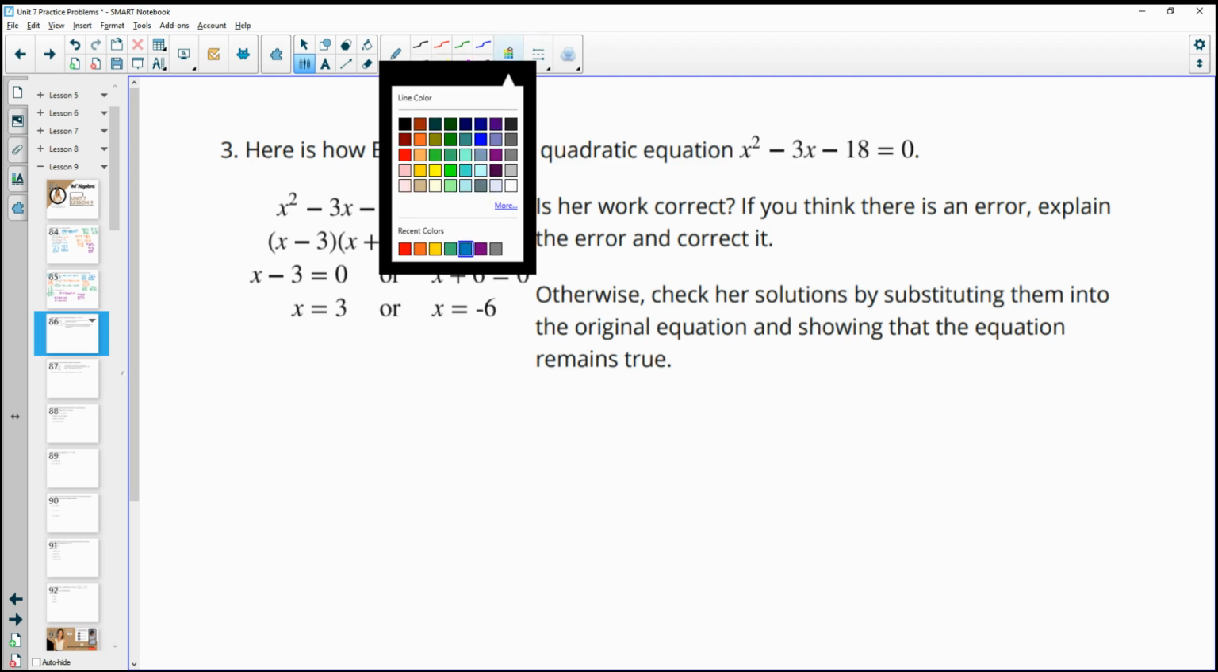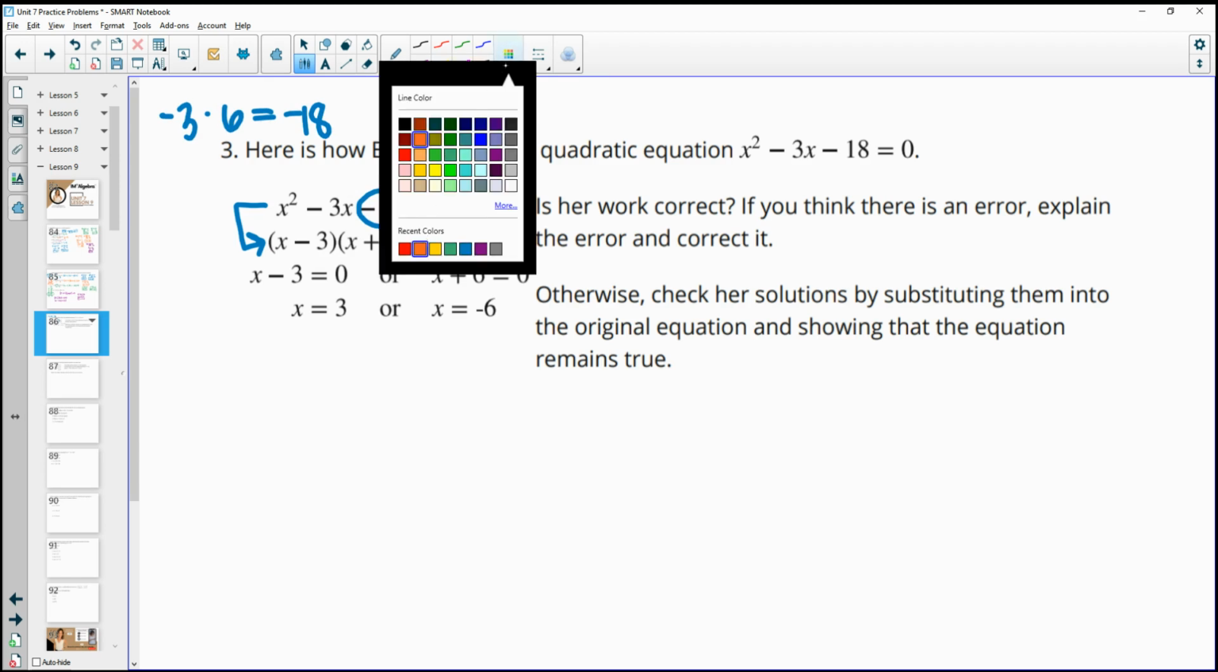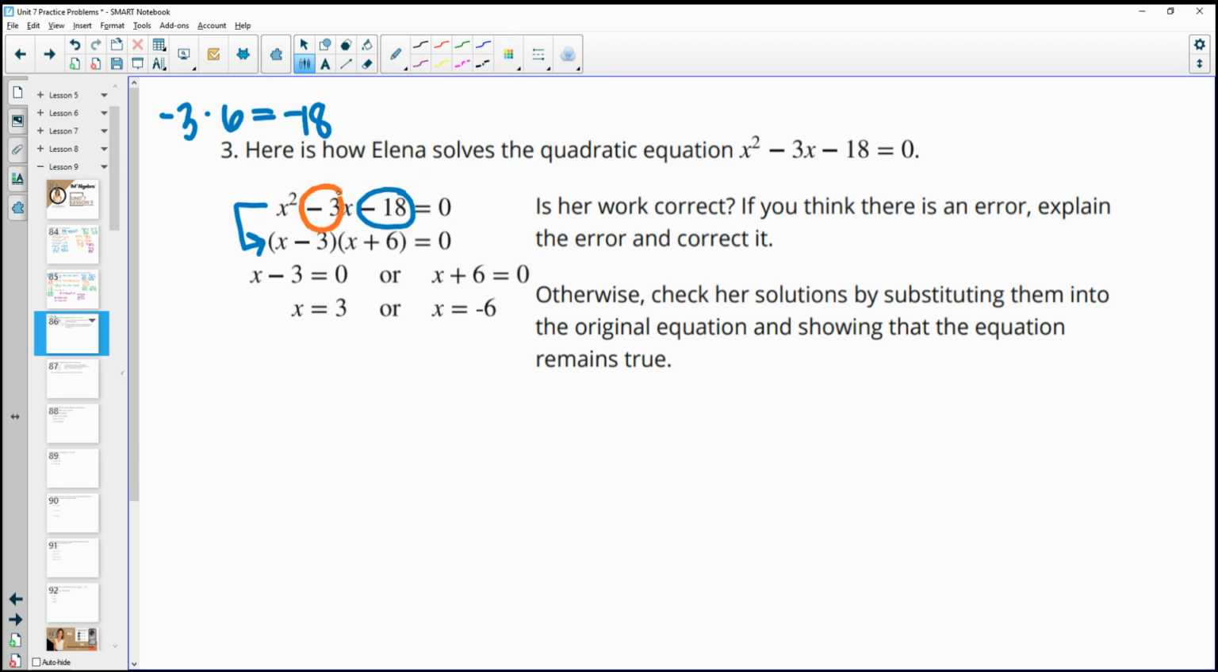So we see that she factored here, right? So she went from here to here to factor. So we know the two numbers she chose need to multiply to negative 18. So she chose negative 3 and 6. So when we multiply those together, we definitely get negative 18. They also need to add to negative 3.